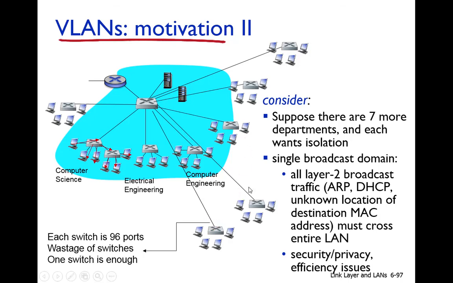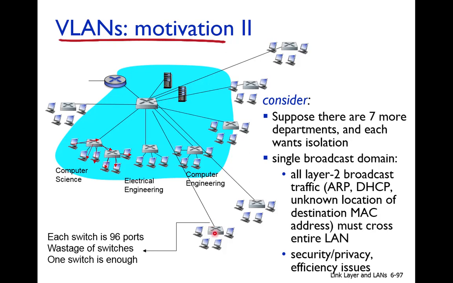Now suppose that this switch is a 96 port switch. It means that with this switch we can attach 96 links, 96 computers. But how many are attached? Actually, 4 nodes are attached, plus 1 link, so 5 links are attached. So the rest of the 91 ports are useless.